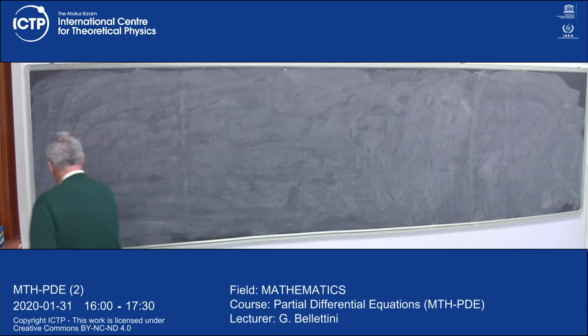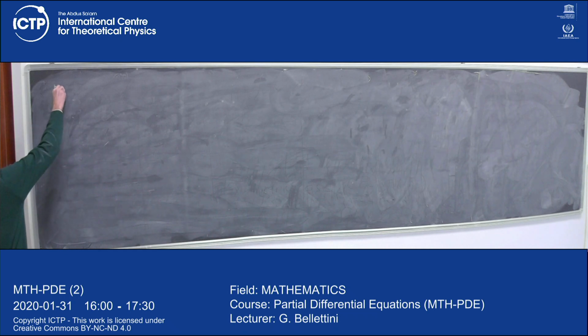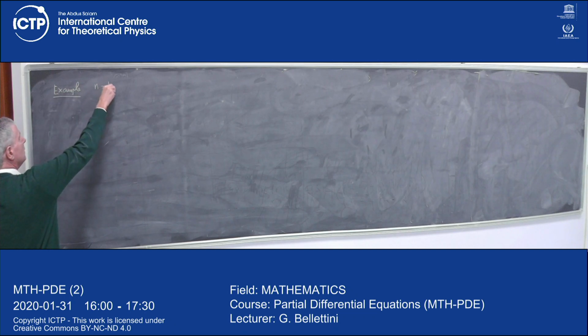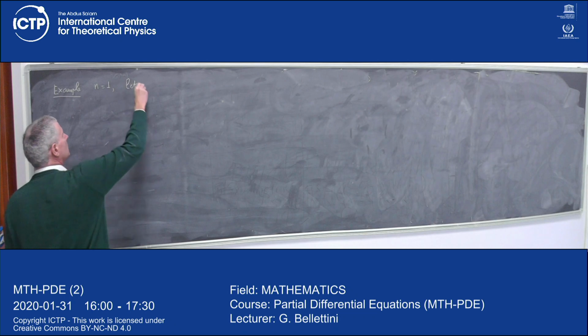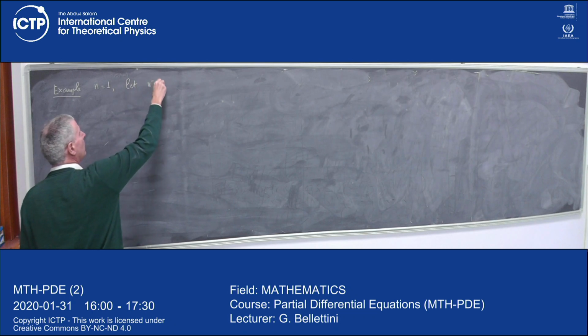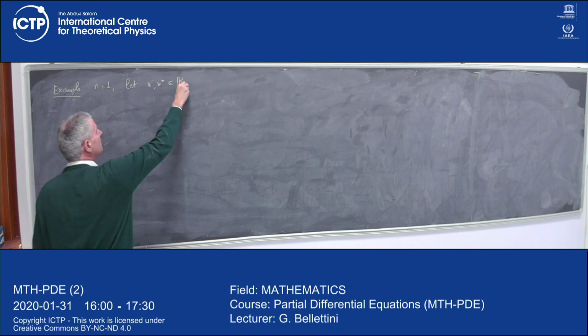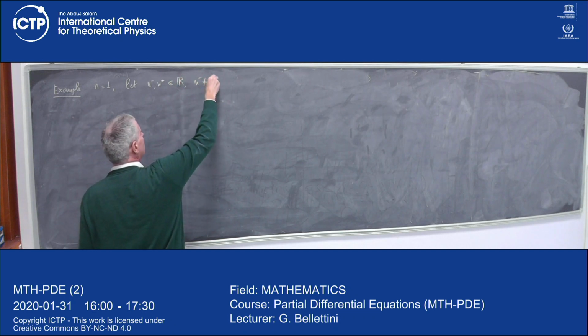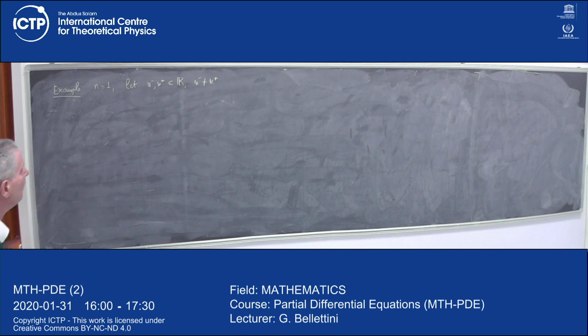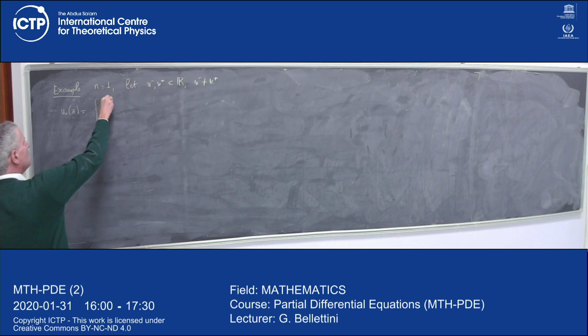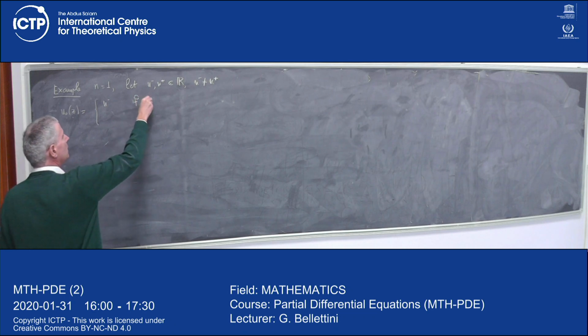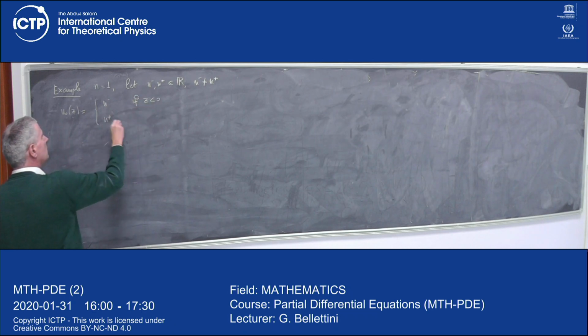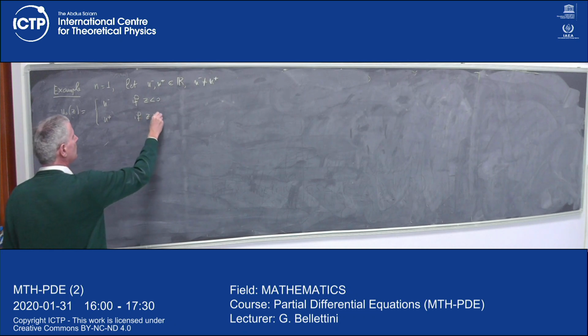Okay, so for example, say n equal 1, let u minus and u plus be two different real numbers. And take u0 of z equals, say, u minus if z is negative and u plus if z is positive.